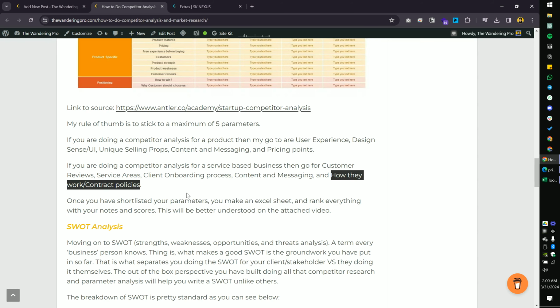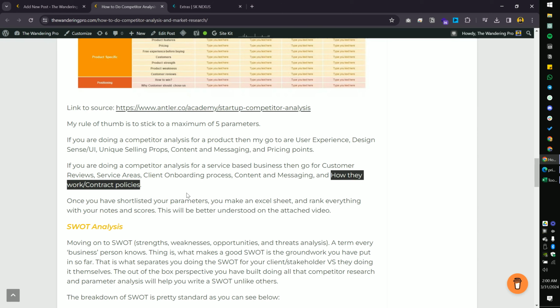So if someone is being transparent, like, hey, we work with you in this way and we have an easy onboarding and offboarding process, that matters a lot, right? So if you're doing a competitor analysis for a service industry, do try to look into this, as I think it's a very high value benchmark for you to base your analysis on.